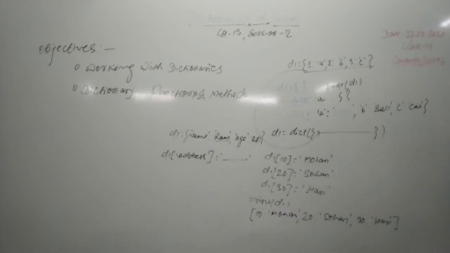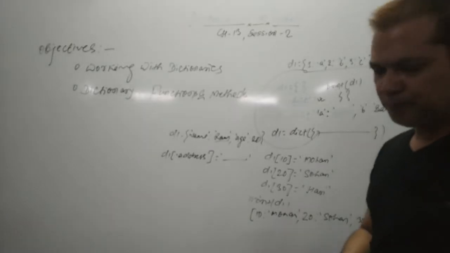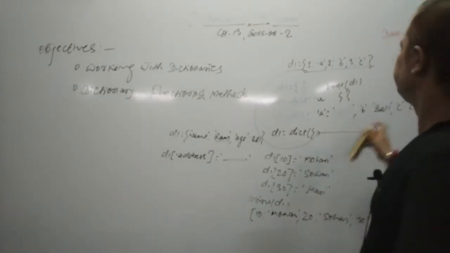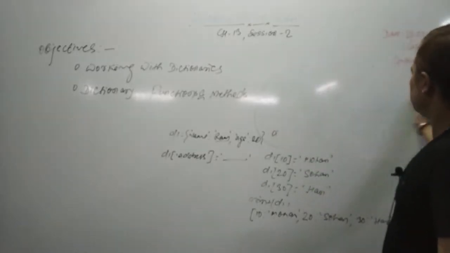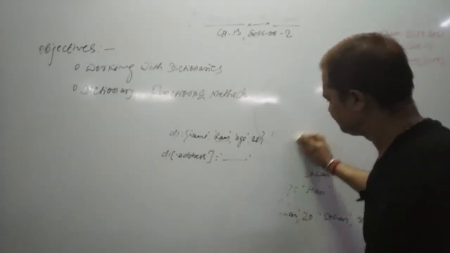Now nesting a dictionary. We talked about nesting also. Nesting of a dictionary means a dictionary inside another dictionary. That is what nesting is. Let's see.